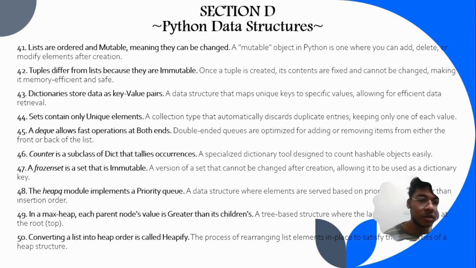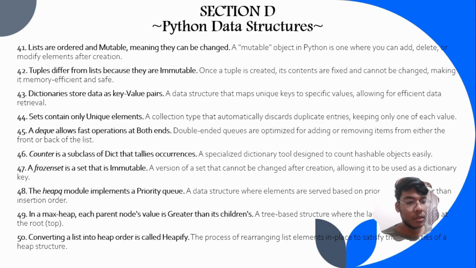Here comes the turn for deques, the 45th question of this section D. A normal line is first come, first served. But sometimes you need to cut the line from the front or the back. A deque, a double-ended queue, is designed exactly for this. It is optimized to add or remove things from both ends. A deque allows fast operations on both sides. That's why they are used very frequently. Even I like using deques.